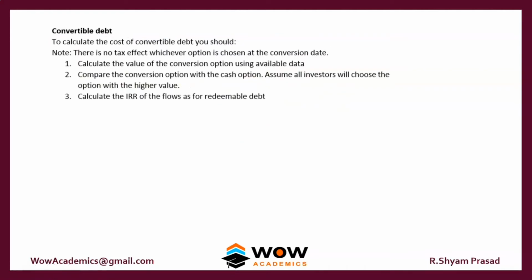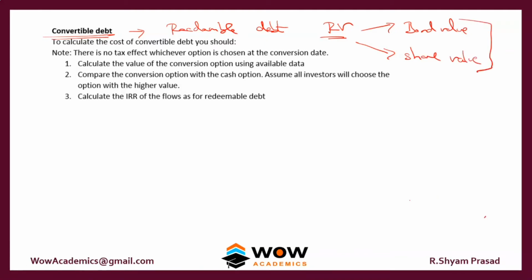So the last one is the convertible debt. The convertible debt is very similar to the redeemable debt, but the only difference is it has a conversion option. That is, in the last year, the redeemable value can either be a bond value or it can be a share value. So whichever is higher, choose that number. That's how it works. So these are the calculation parts.